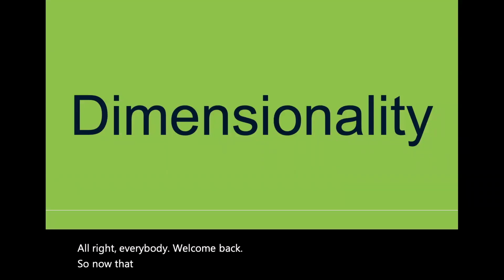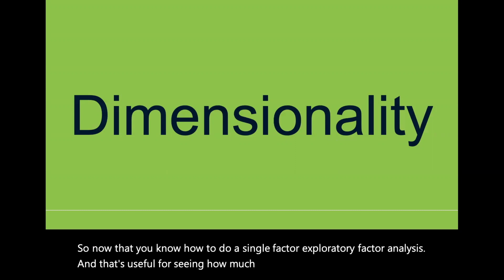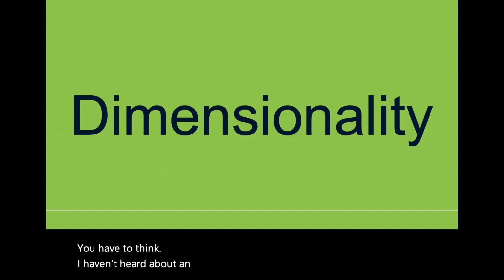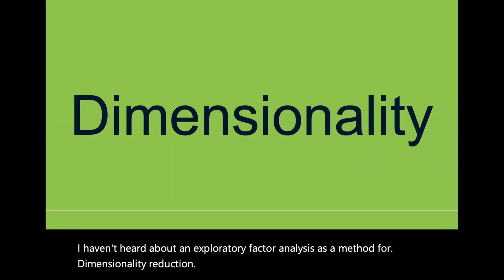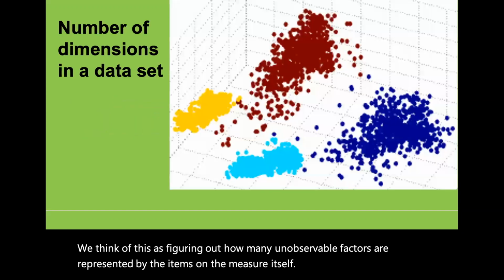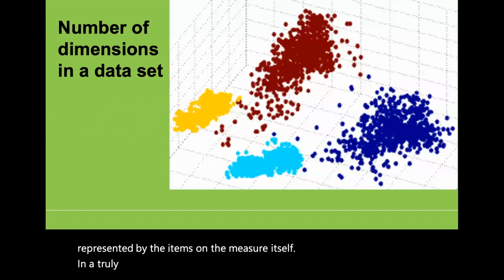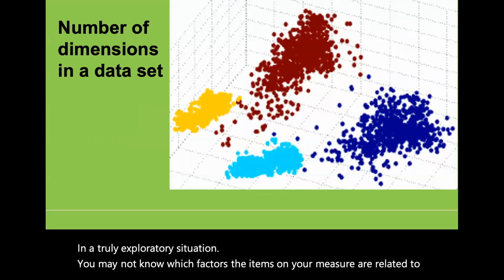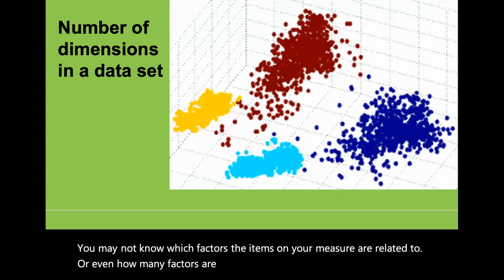So now that you know how to do a single factor exploratory factor analysis for seeing how much each item relates to a single hypothesized factor, you have to think of exploratory factor analysis as a method for dimensionality reduction. In the context of measure development, we think of this as figuring out how many unobservable factors are represented by the items on the measure itself. In a truly exploratory situation, you may not know which factors the items on your measure are related to, or even how many factors are represented by the items on your measure.